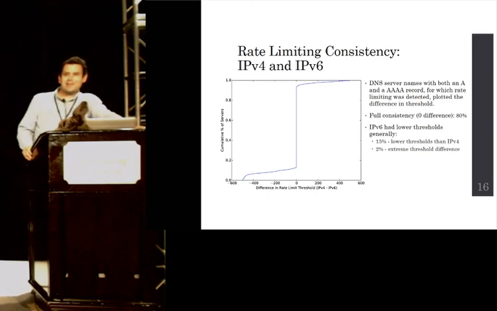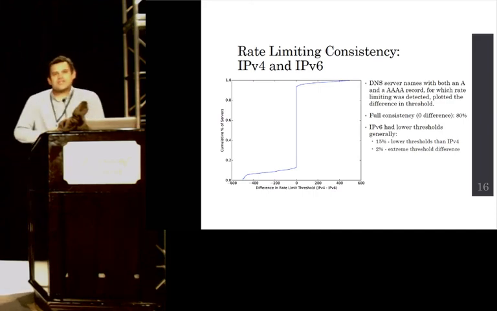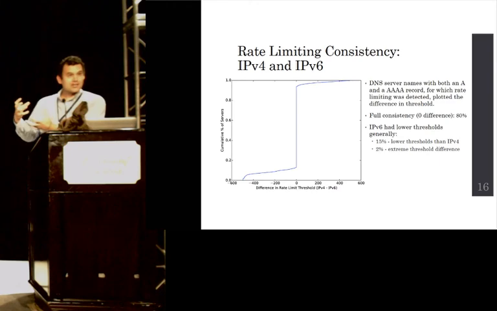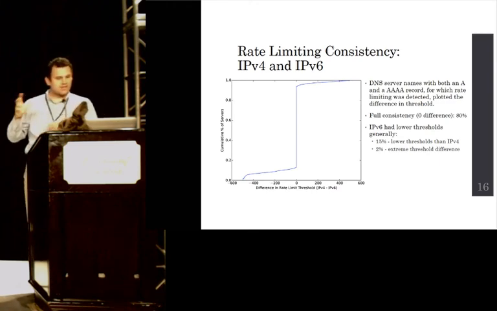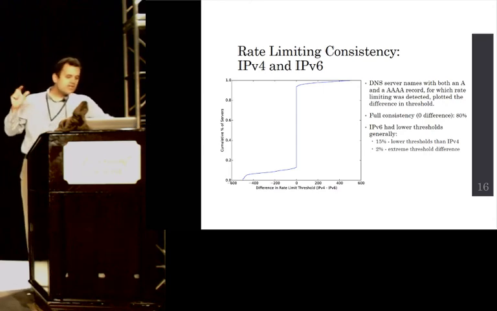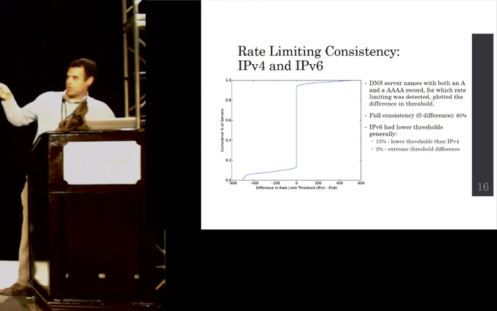Finally, looking at IPv4 and IPv6. For every DNS server that we were looking at, we took the name and checked whether it resolved to both an IPv4 and an IPv6 address, and whether it did rate limiting for at least one of those. So that's our data set. It does IPv4, it does IPv6, that's our criteria, and it rate limited for at least one. What we did was take the difference in threshold and graph it here.